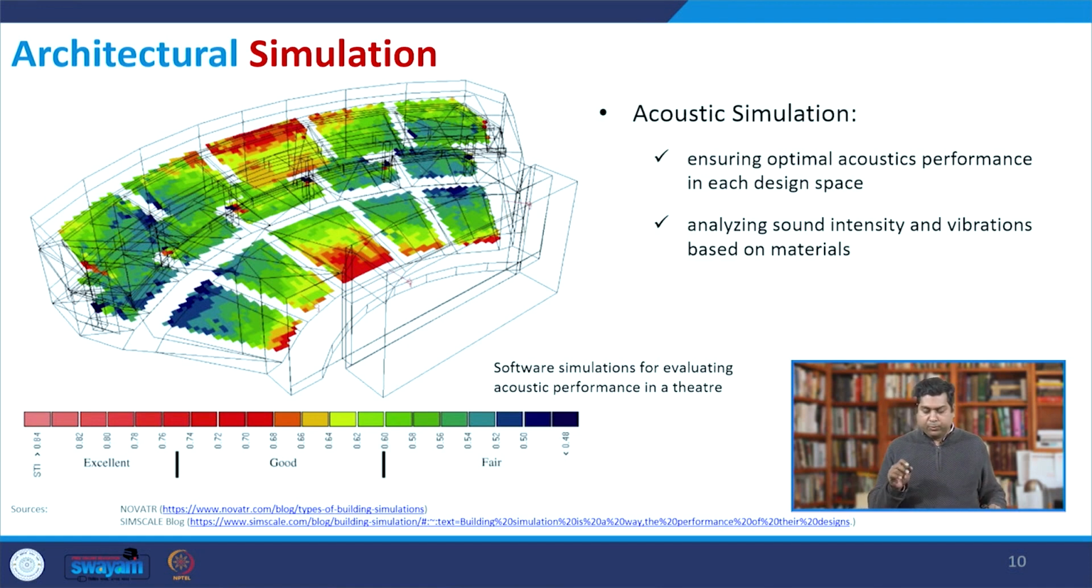which will ensure the optimal acoustical performance in each design space, analyzing sound intensity and vibration based on the material. Here you can also check, depending on the different materials that you put on the ceiling or the wall, and the sound absorption coefficient, all those parameters you can simulate, and then try to finalize what kind of shape of the auditorium or what kind of material can give a better feeling.